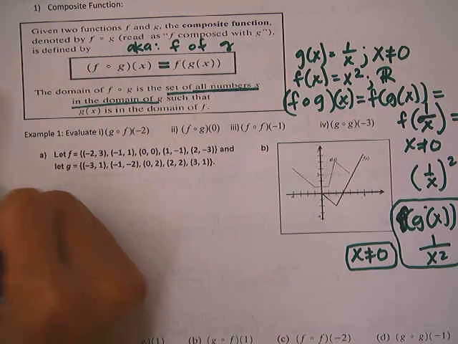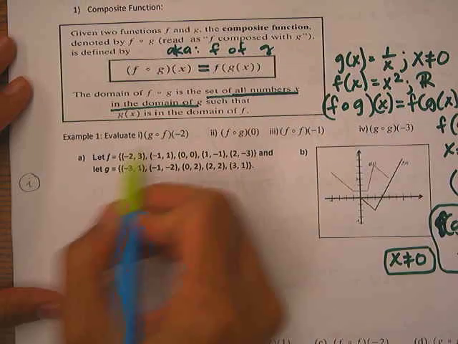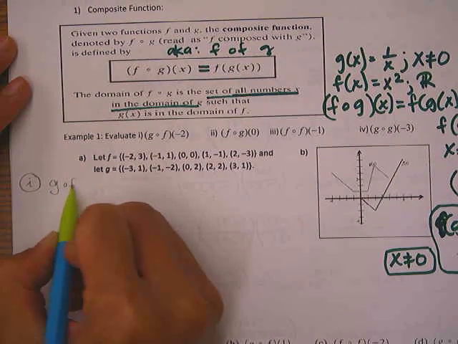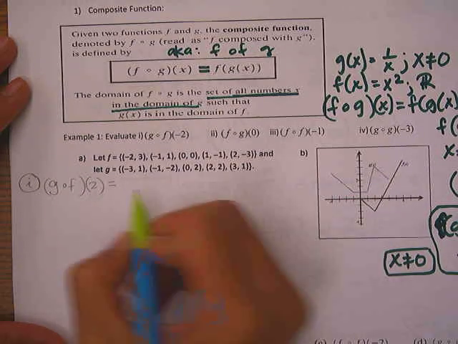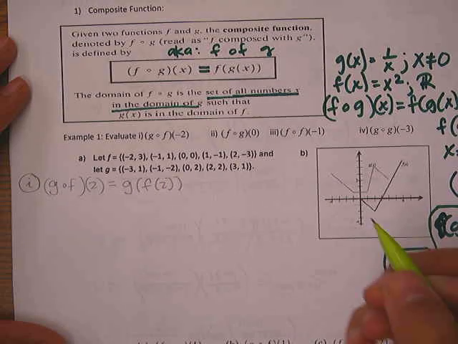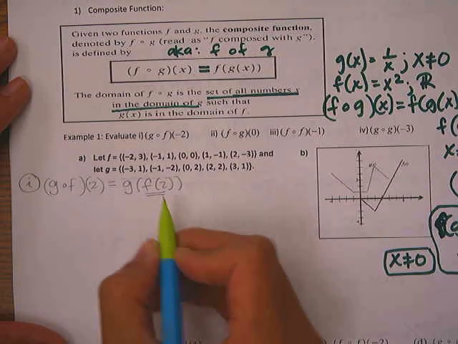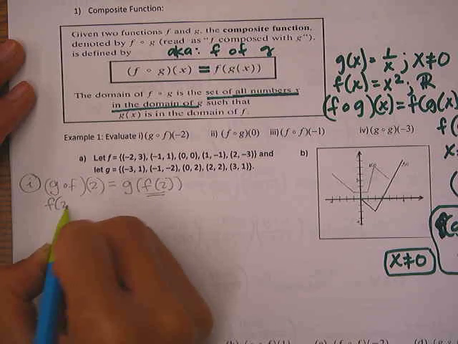Part 1 says I would like for you to do a composition, g of f of 2. By definition, this is the same as g of f of 2. So what you would need to do first is the inner component first. What you need to do is find f of 2 first.